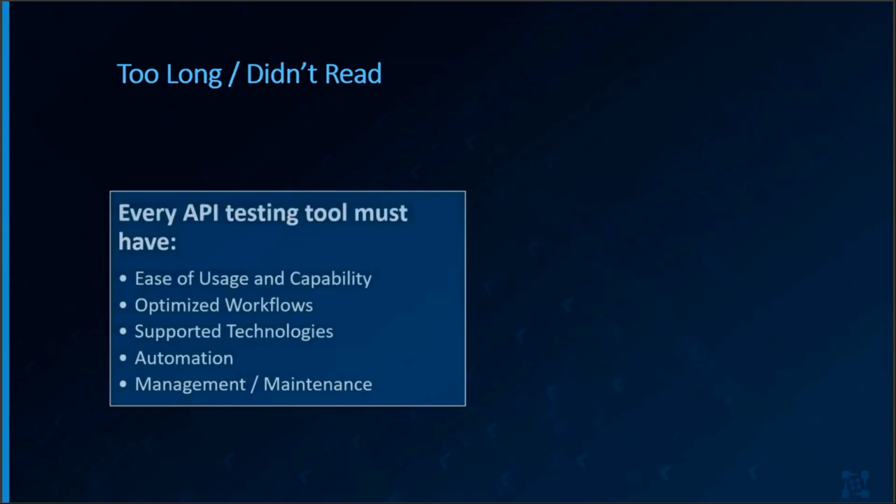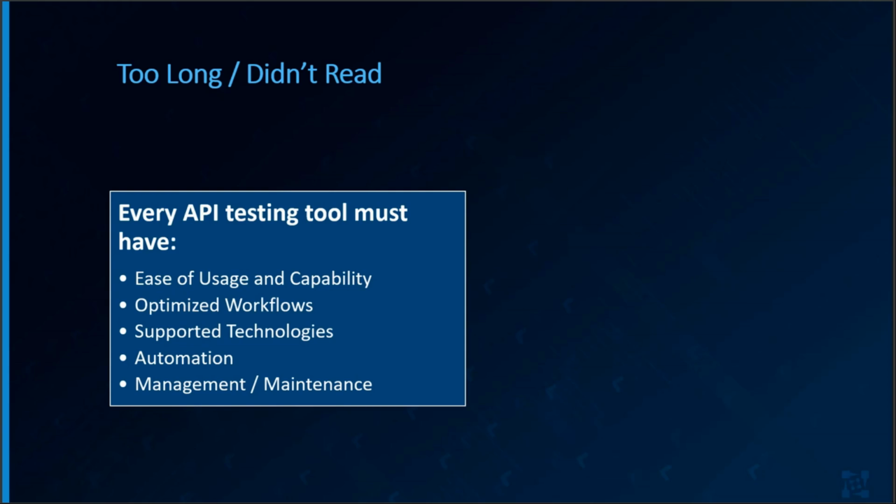Okay, lots of words. I apologize. If you checked out, here's the takeaway. Every API testing tool that you evaluate has to have these things: ease of use and capability. I need to be able to onboard quickly, and it needs to be able to do even complicated things like making decisions when running a test case. It needs to have optimized workflows for the things you do every single day. If you're working with a lot of data, there needs to be a test data management component in there. If you're integrating with APIs you don't understand, it needs to have an AI component. It needs to have a broad swath of supported technologies, which starts with you.